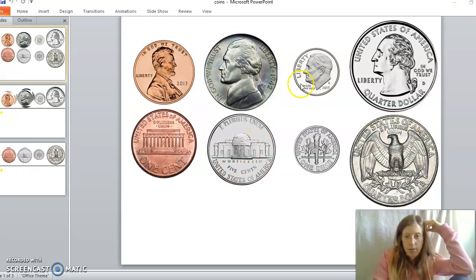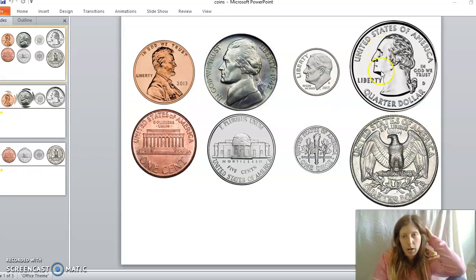Then we have the dime, and Franklin Delano Roosevelt is on this. And that's the front of the dime. The dime is small. This is the back of the dime, and it's worth 10 cents. So it's small, but it's still worth a good amount. Then we have the quarter, and that is George Washington. That's the front of the quarter, or we call it heads. And this is the back of the quarter, and the quarter is worth 25 cents.